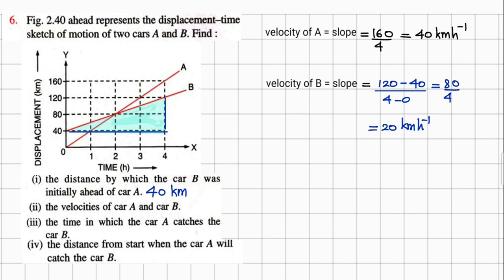Third part, time in which the car A catches car B, that is where it is going to overtake. Have a look carefully in the graph. This is the point. So that is at how many hours? 2 hours. Hence the answer is 2 hours. The distance from start when the car A will catch the car B, that is at 80 kilometers.